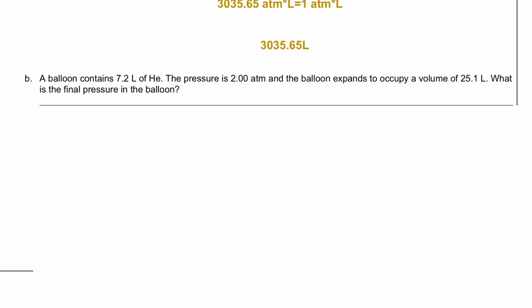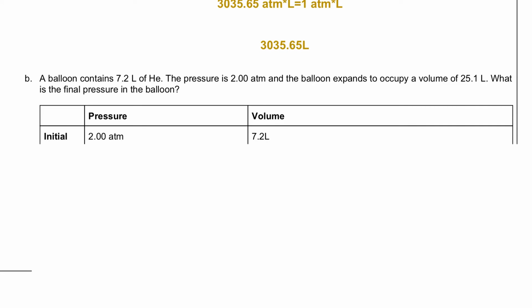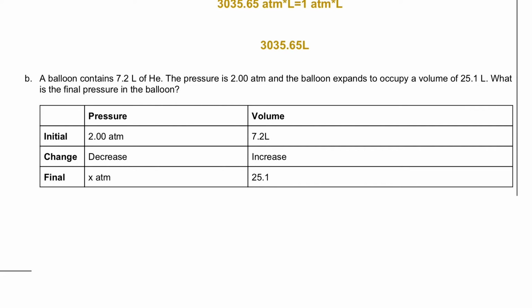My next question is, a balloon contains 7.2 liters of helium. The pressure is 2 atm and the balloon expands to occupy a volume of 25.1 liters. What is the final pressure in the balloon? So my table looks like this. My initial pressure is 2. My initial volume is 7.2. My volume increased to 25.1, which means my pressure must have decreased.